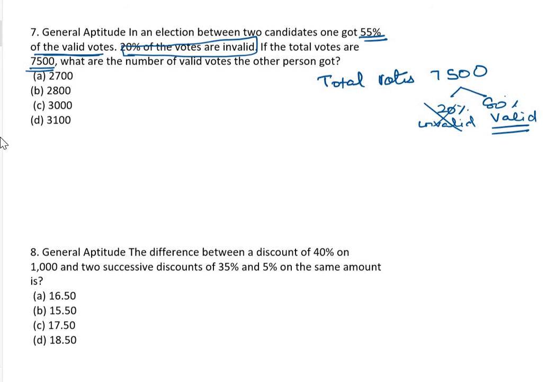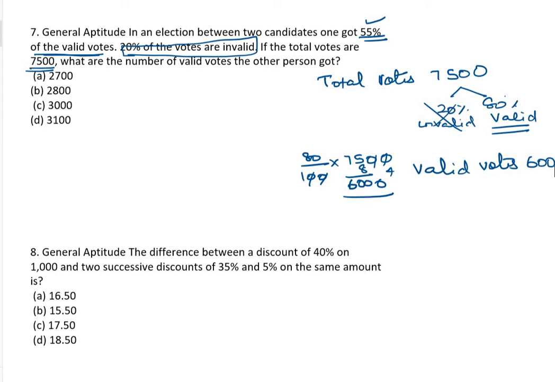Out of the total votes, 55% were got by one candidate. What about the 80% of total votes? That is important, no? That is what we need to calculate. So 80 out of 100. What about 7,500? Now cancel these two. Multiply by 8. 8 5s are 40. Remainder 4. 60. So 6,000 votes. Valid votes are 6,000.